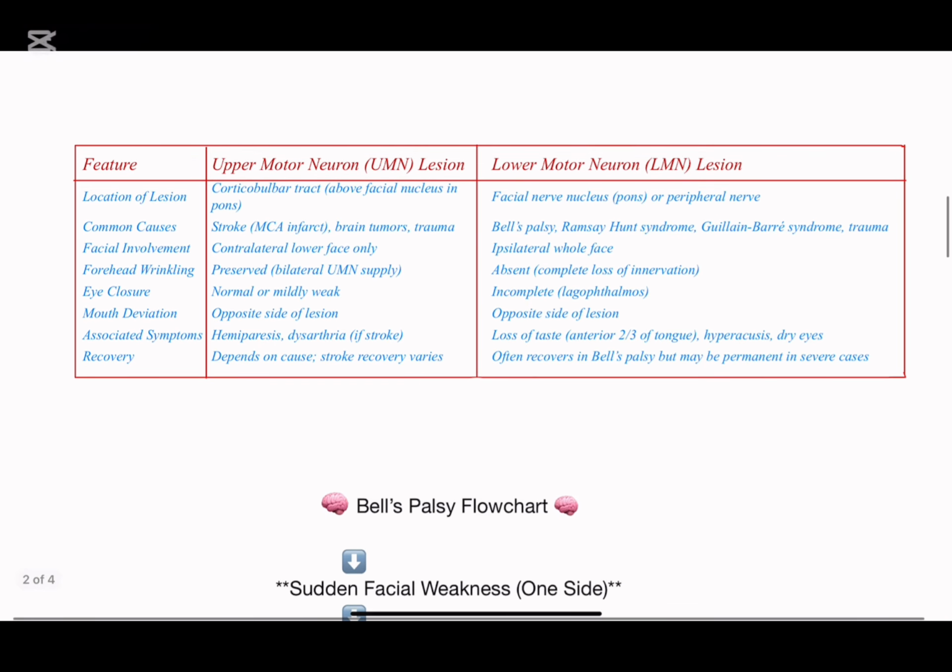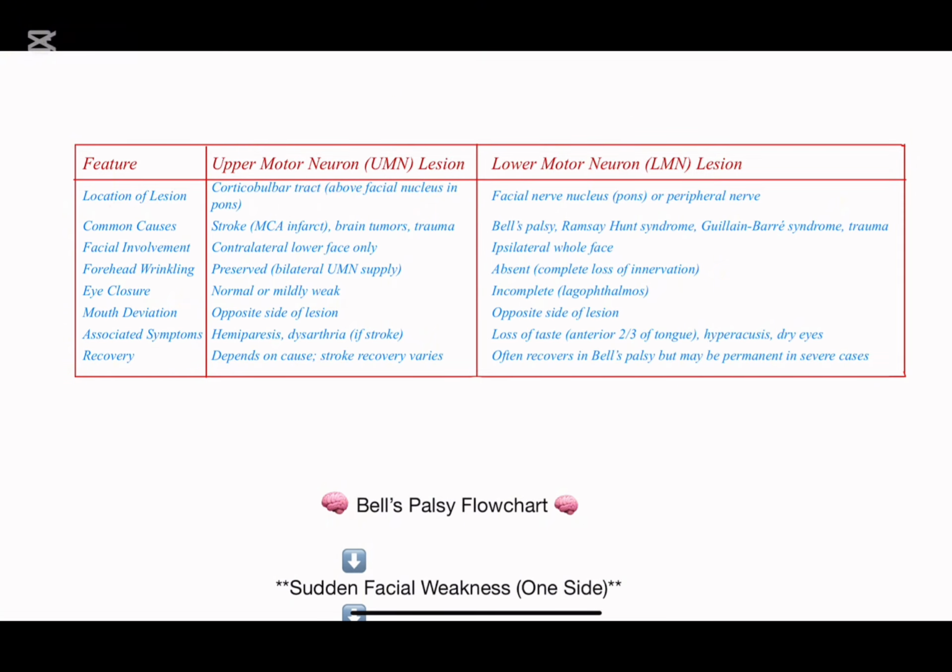Now let's see the difference between upper motor neuron lesions and lower motor neuron lesions. The location of the lesion in upper motor neuron type is in the corticobulbar tract above the facial nucleus in the pons, and in case of lower motor neuron lesions, the facial nerve nucleus or peripheral nerves. The common causes are stroke, most commonly in the MCA territory, brain tumors, trauma, etc. In case of lower motor neuron lesions, it could be Bell's palsy, which we will discuss in this video, Ramsay Hunt syndrome, GBS, trauma.